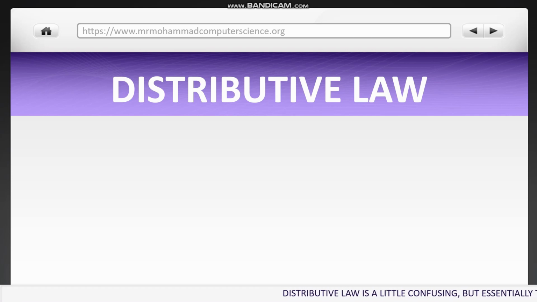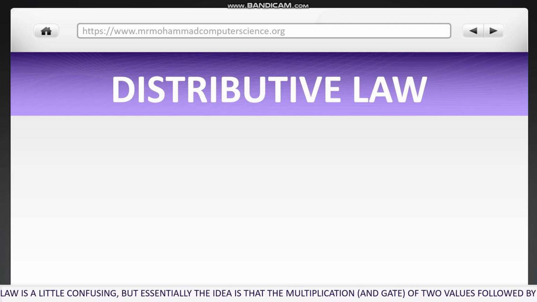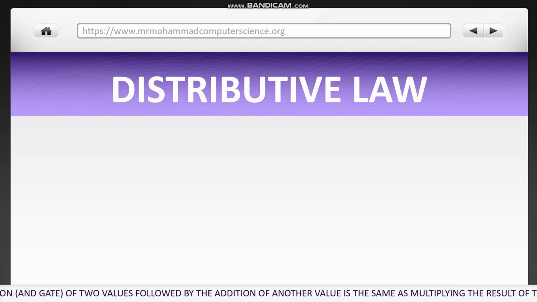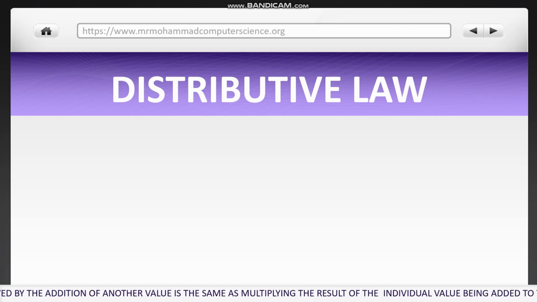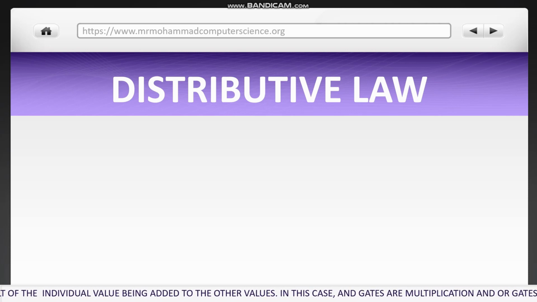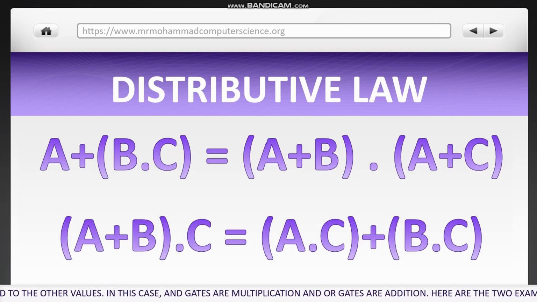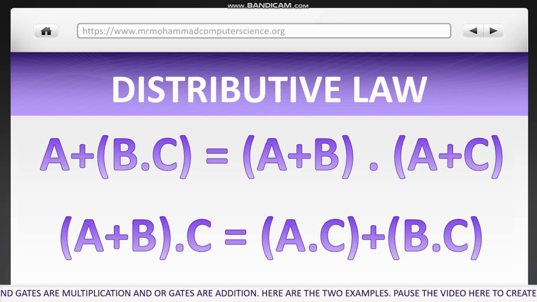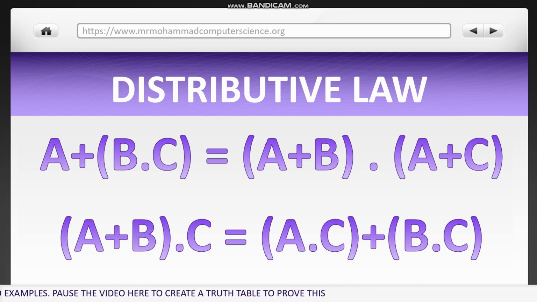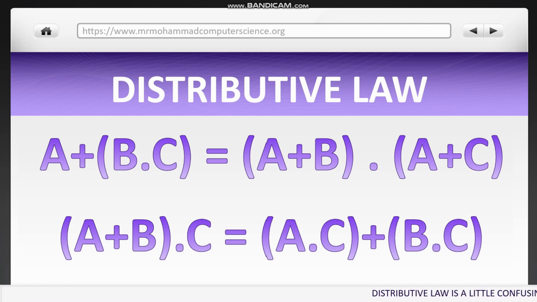Distributive law is a little confusing, but essentially the idea is that the multiplication, the AND gate, of 2 values followed by the addition of another value is the same as multiplying the result of the individual value being added to the other values. In this case, AND gates are multiplication and OR gates are addition. Here are the 2 examples. Pause the video here to create a truth table to prove this. That explanation may have been quite confusing to understand, but if you examine it with a truth table and just really look at what I've said, consider replaying it. It will make more sense.